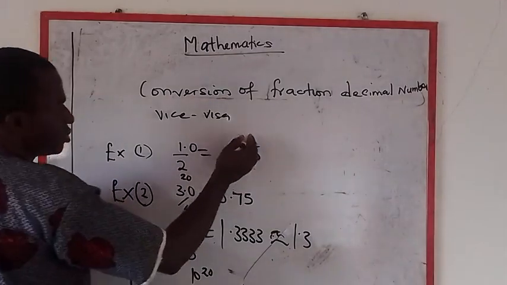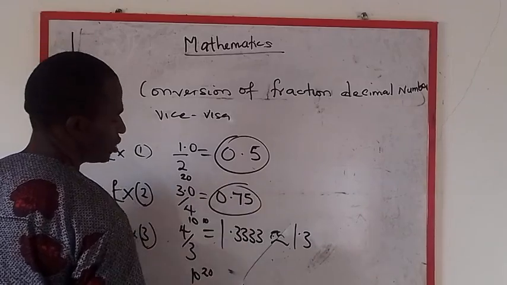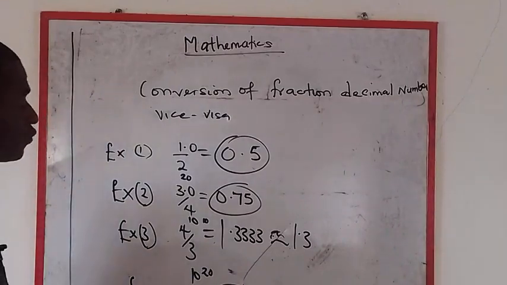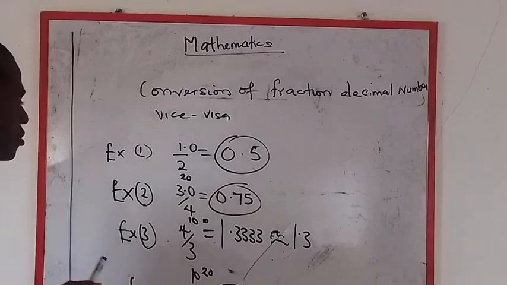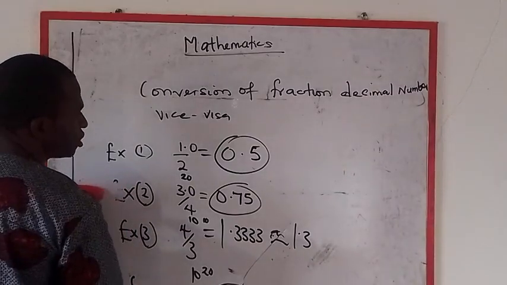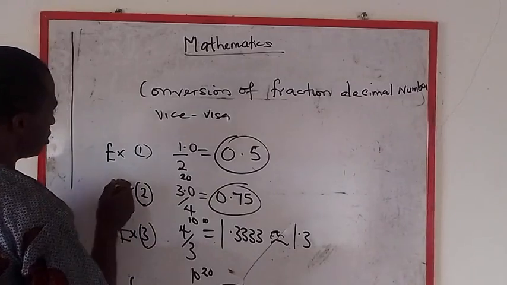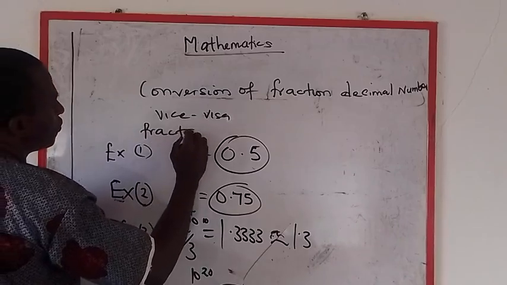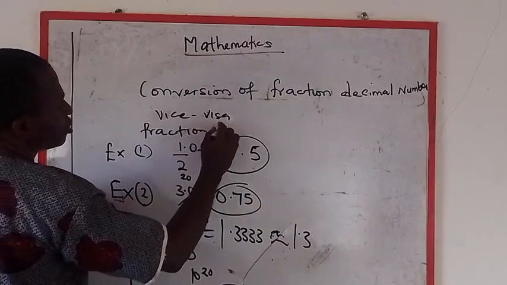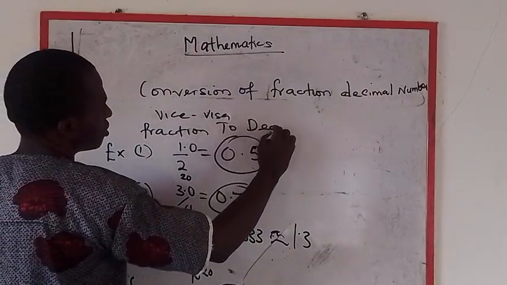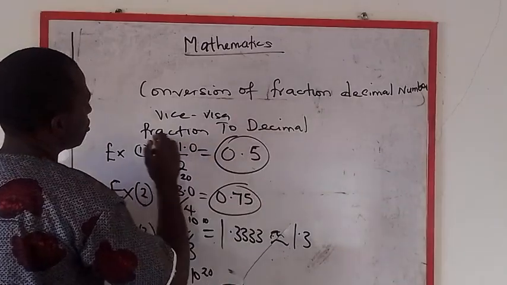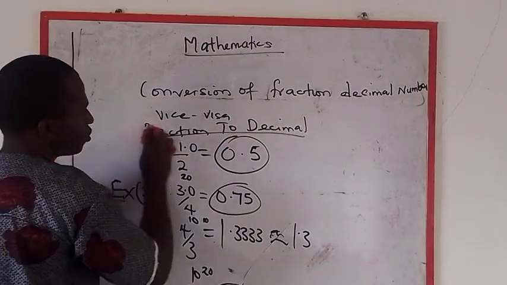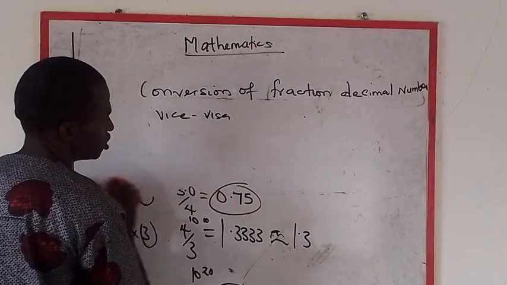Let me pick up this one. They are already in decimal, so I'm going to convert them now to fractions so that you will see for yourself how it works. I want to play the board. What we have here is fraction to decimal. Fraction to decimal is what we have just done. Now I am going to decimal to fraction.